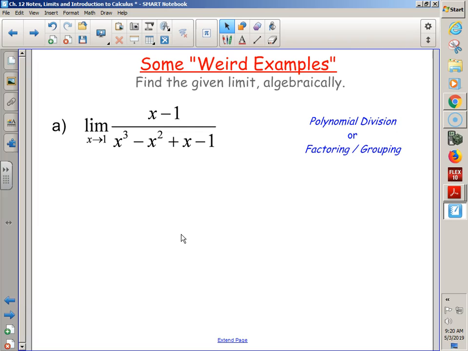I'm not giving you set strategies, but you do have this whole idea of plug in. You have this idea of dividing, and you have this idea. Not a bad idea.